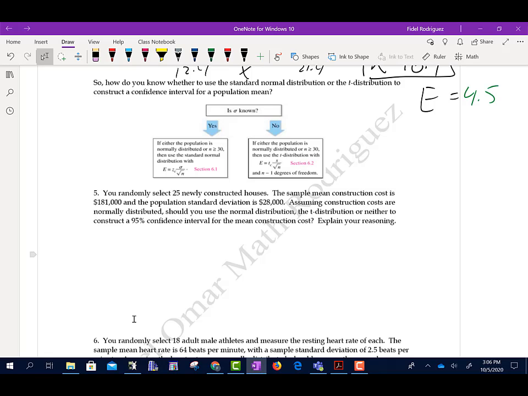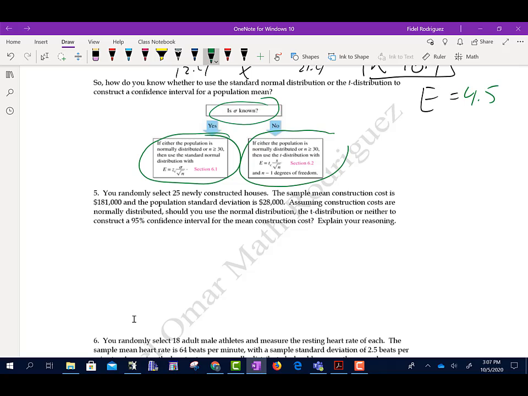All right. So the next part here says, so how do we know if we're going to use the standard normal distribution or the t-distribution, okay? If we know the population standard deviation, we're going to go ahead and go with our normal curve, right? And using the z table. If we don't know the population standard deviation, then we should be given the sample standard deviation, and we're going to use the t-table, okay?